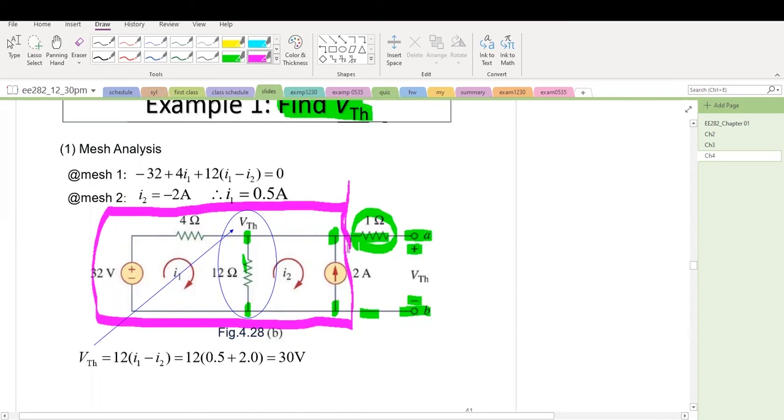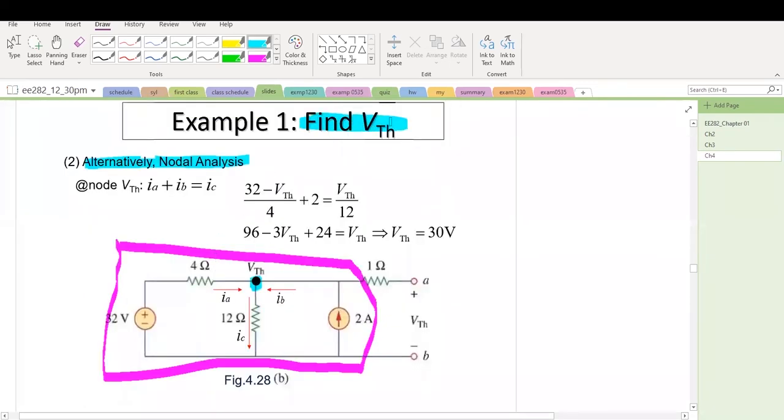in the purple box here now. Once we realize that VTH is the voltage here or the voltage here, the problem is solved. We want to solve for VTH. How do we obtain VTH? There are several ways. Any way is good as long as we're comfortable with it. First of all, let's look at nodal analysis to obtain VTH.